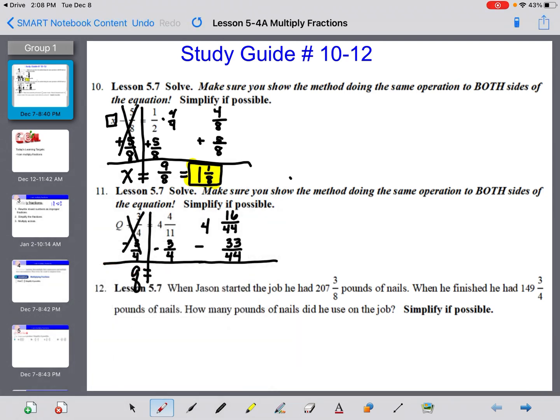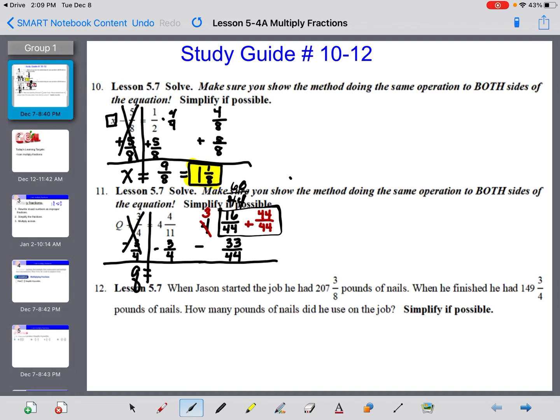And the reason you hate them is because you can't take 16 minus 33. 16 is too small, and it requires you to borrow one whole. I'm going to call the one whole 44 over 44, because that's equal to 1, isn't it? But it has a common denominator with 16/44. So 16 plus 44 is a nice round 60/44. So all of this added together equals 60/44.